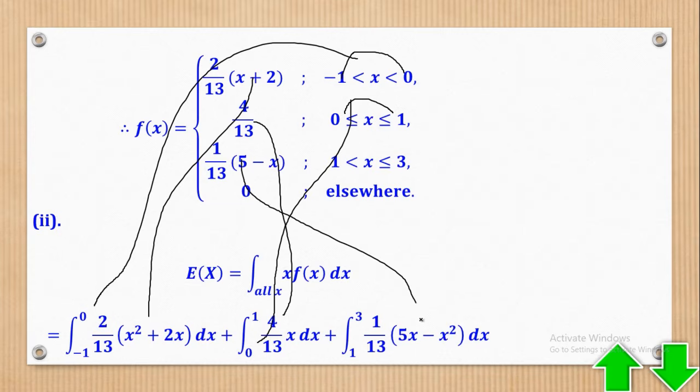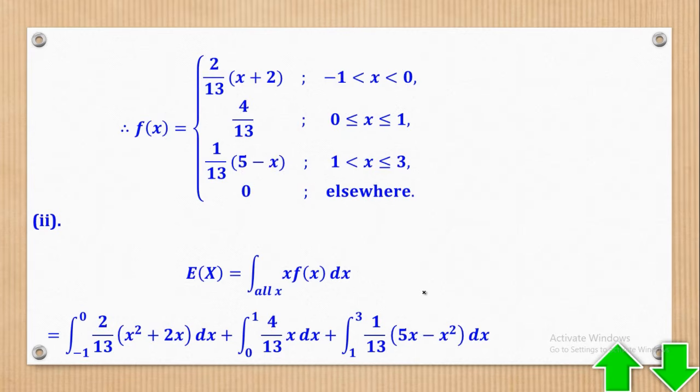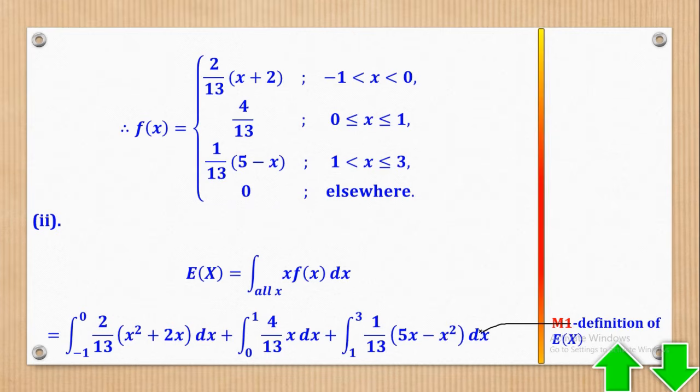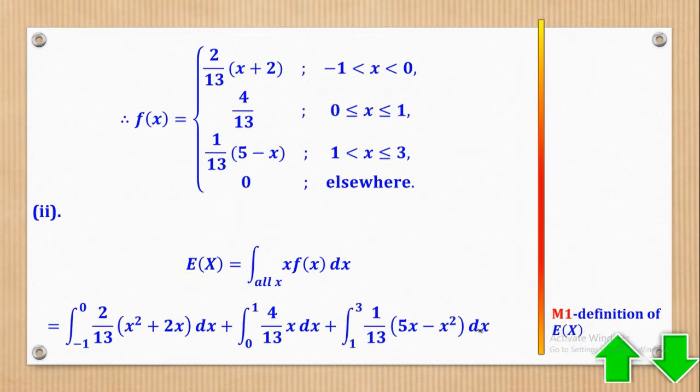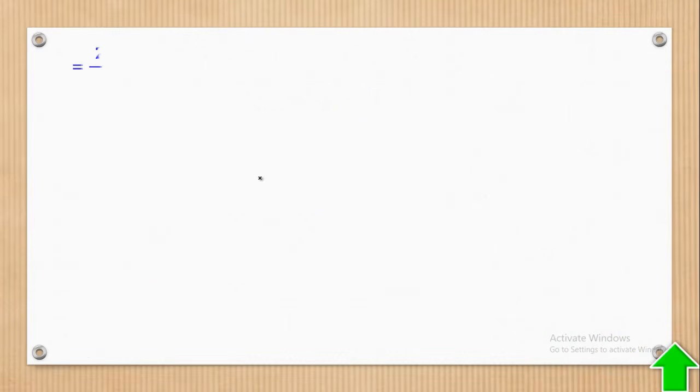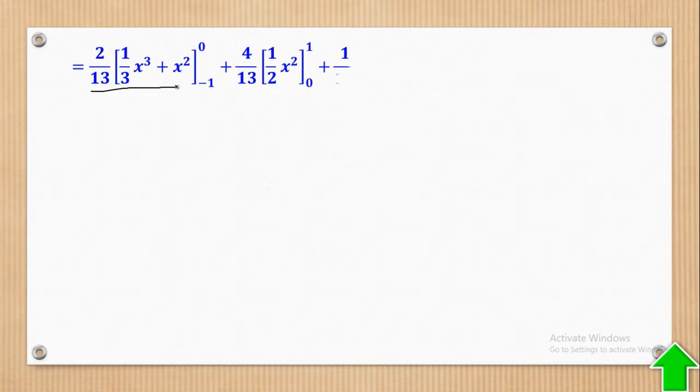Then for this function it is that, but remember for each function we have to multiply by x. That is why here it was x plus 2, now you are getting x squared plus 2x, and here it was only 4 over 13, now you are getting 4 over 13 x, and here it was 5 minus x, now it is 5x minus x squared. Now before we go to the next slide, M1 is for this step, correct definition of E(X). Now next is to integrate. When I integrate, the first part gives me that, second part gives me that, third part gives me that.